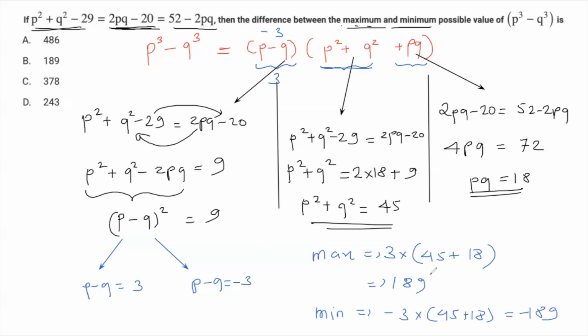The maximum value is plus 189 and the minimum value is minus 189. Our required answer is going to be the difference of these two numbers. When I take the difference of these two numbers, it will be 189 minus minus 189. And that makes it 378. This is your correct answer. That is option C in this case.